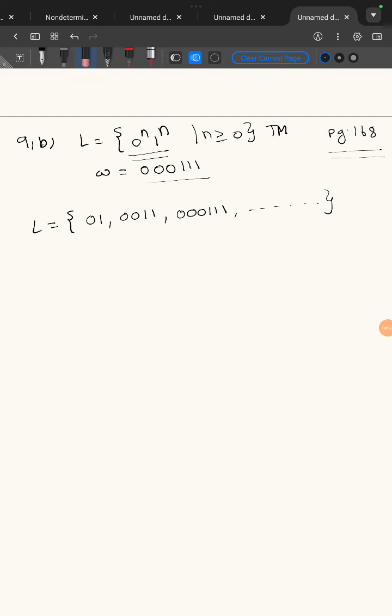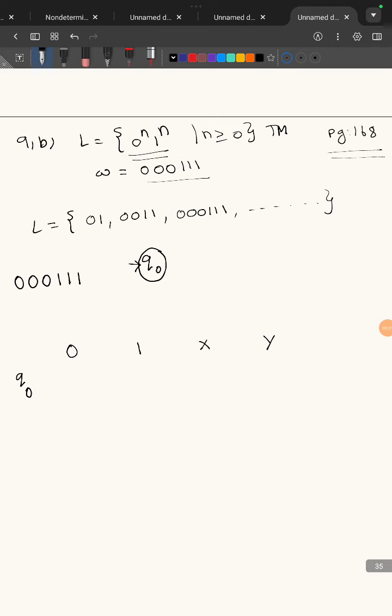Like all finite automata, this also starts with Q naught. I will take the string 0 0 0 1 1 1. Over here, we will write the initial table. The input symbols are 0 and 1, and we will convert them to x and y. Other than this, there will be a blank. Initially the entire tape of your Turing machine will contain only the blank symbol.